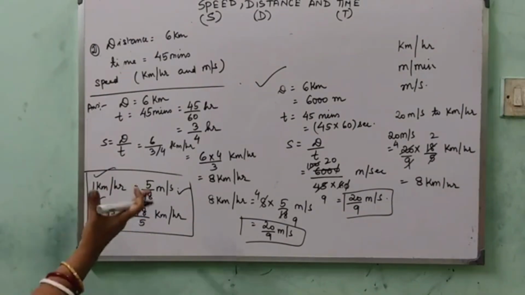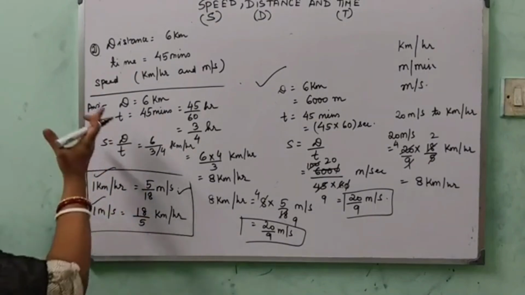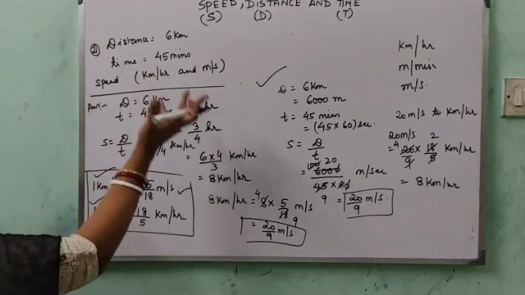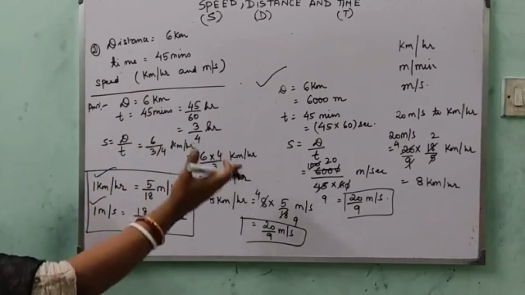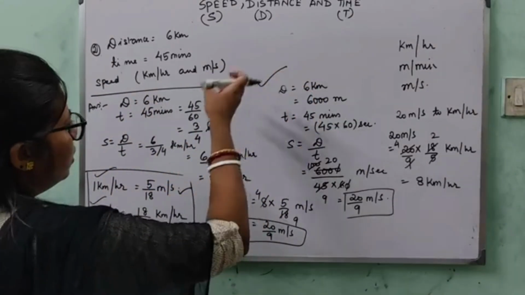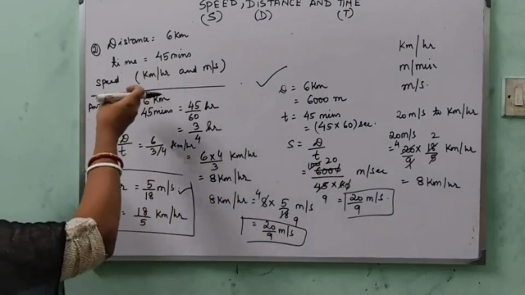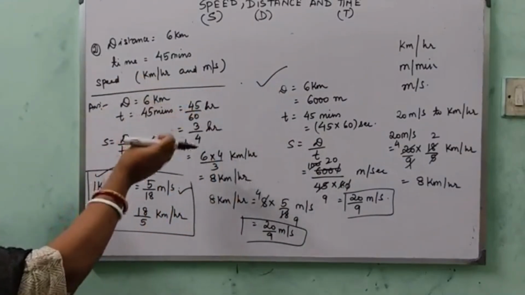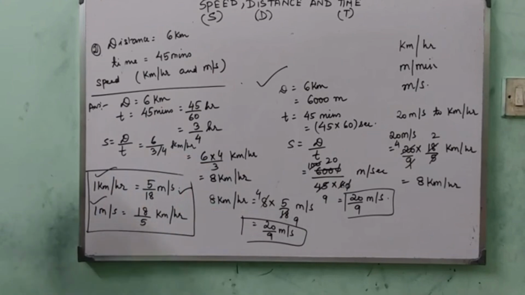So all the possible ways I have shown you on the board, that is how to convert your speed from one unit to the other, or directly you can do it by converting every quantity given to you, that is distance and time, into the required units, and then get the final answer. All right.